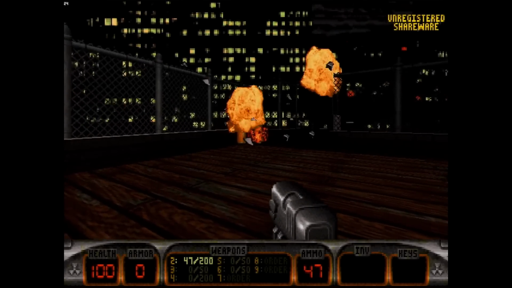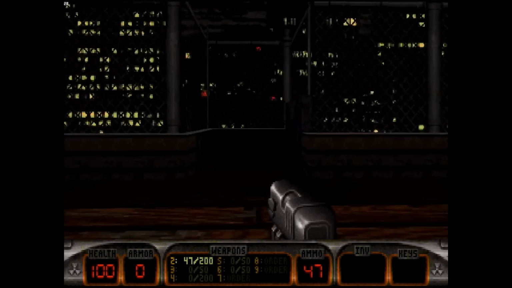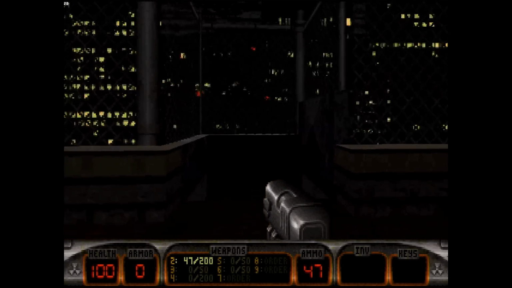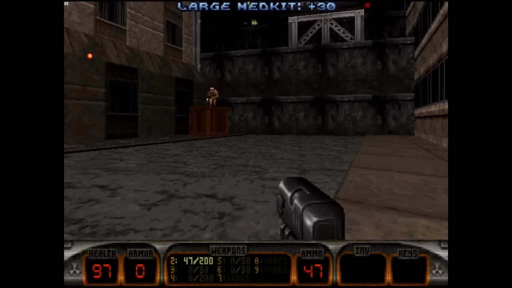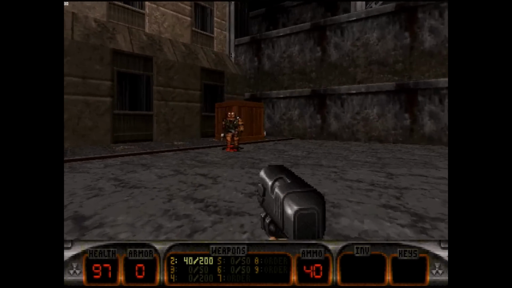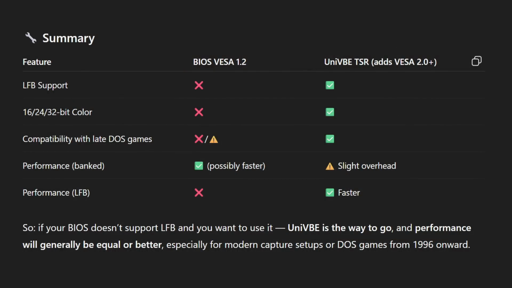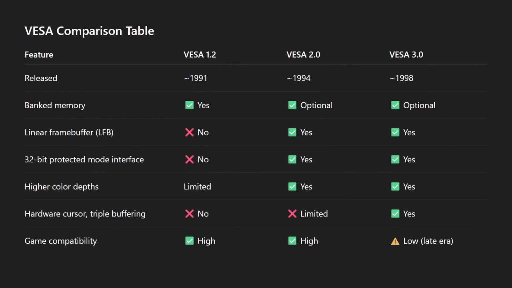Now, what if I told you that you could upgrade your graphics card from VESA 1.2 to 2.0 by just loading a small application? You don't believe me? Well, let me show you what UniVBE is. UniVBE, or UniVBE BIOS extensions, is just a small application that provides you with all the features that you have seen in my previous chart. It makes banked memory optional, it introduces linear frame buffer, it provides a better interface for 32-bit protected mode, it supports more resolutions and higher color depth, and it is highly compatible with DOS games.